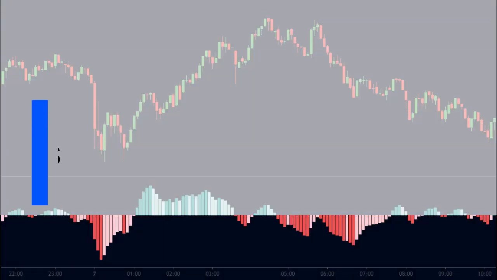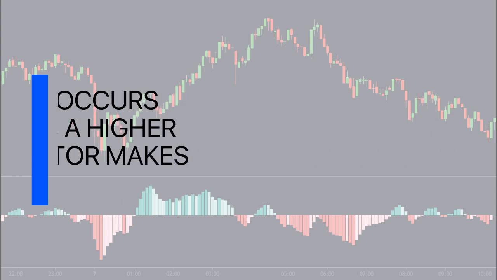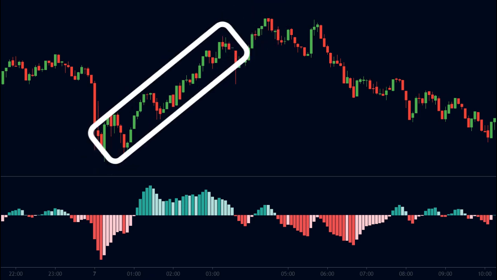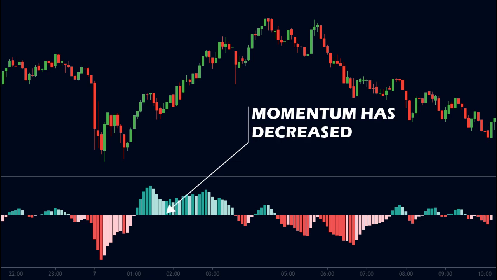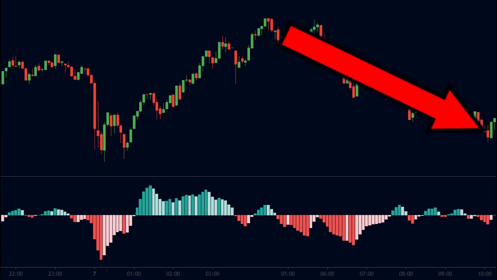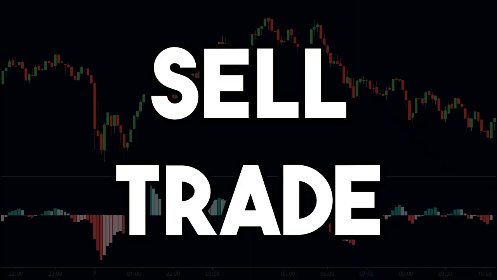By definition, a bearish divergence occurs when the price makes a higher high while the indicator makes a lower high. This shows us that the momentum on the second price move is considerably less than the momentum on the previous move. In other words, we can say that the momentum of the up move has decreased. Hence, we can expect the market to reverse and make a down move. So we want to take a sell trade.